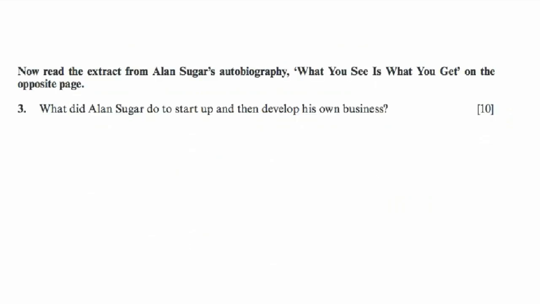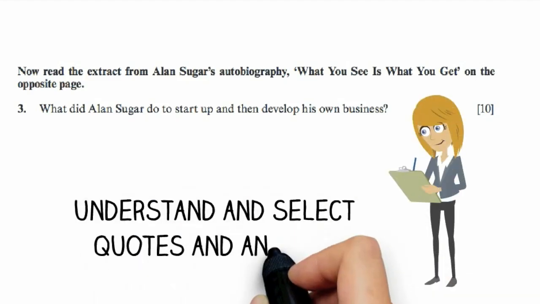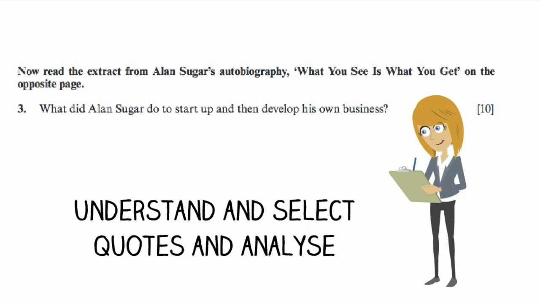Question 3, it tells you to read the extract from Alan Sugar's autobiography for this one and asks you what Alan Sugar did to start up and then develop his own business. Okay, so like question 2, it's asking for a little bit more. There's some digging deeper that needs to happen here. And what the examiner's looking for is if you can understand the text, select the right quotes and analyse. In other words, that's using your point, evidence, explain if you've learnt that technique.